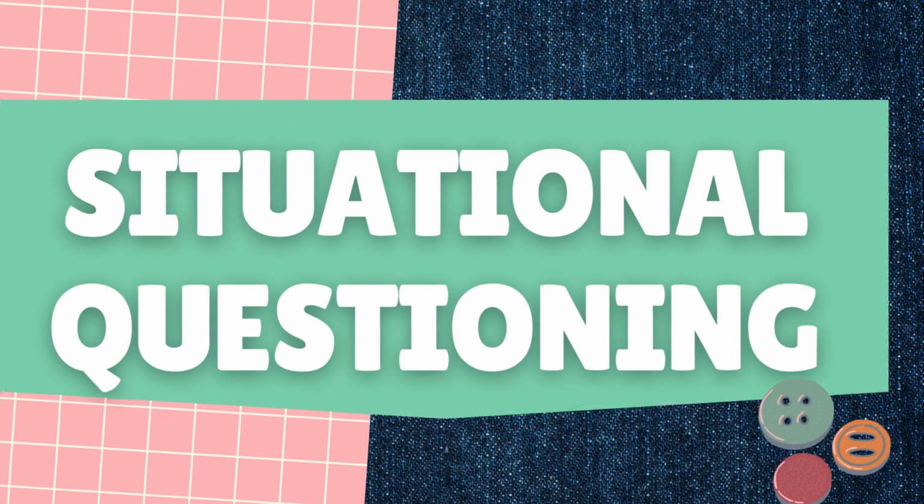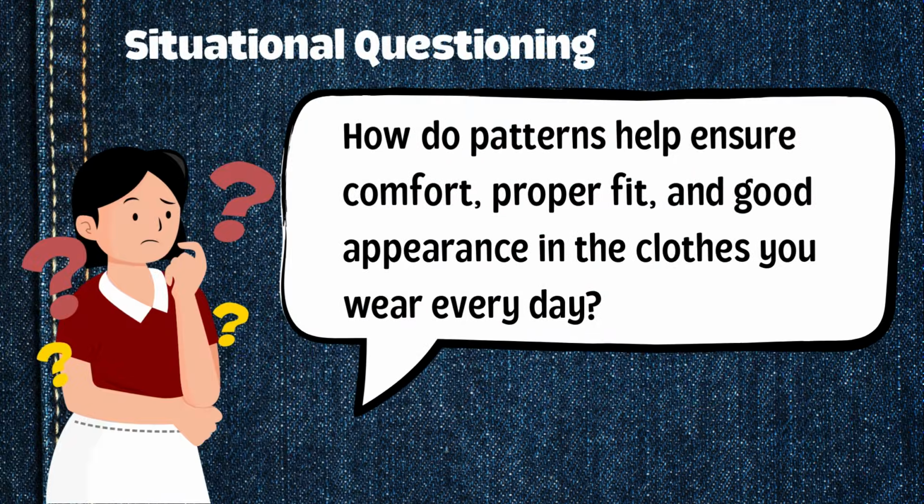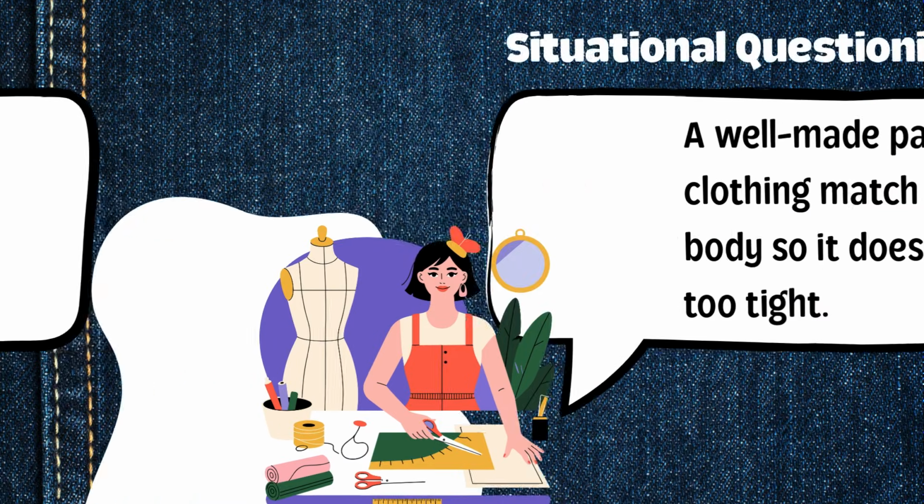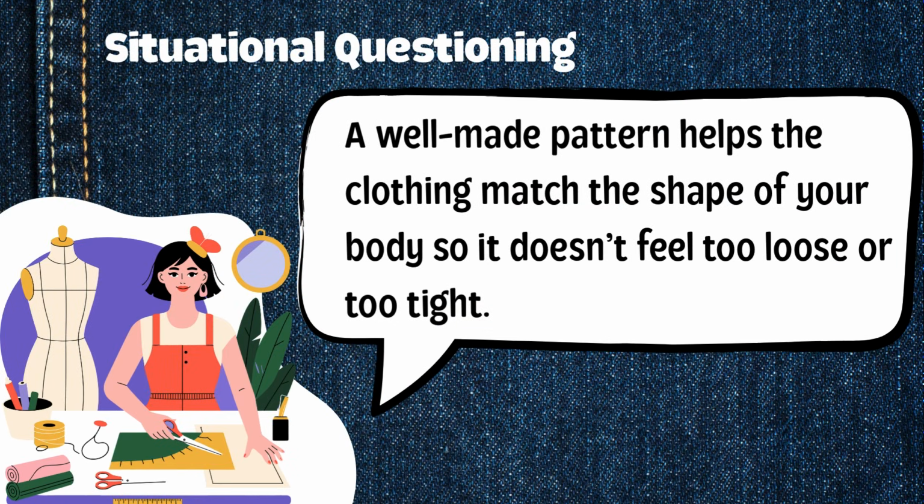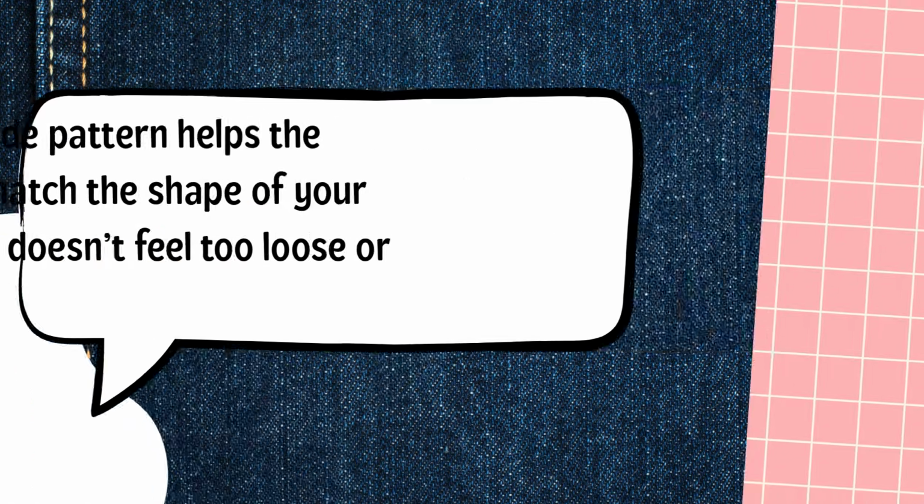Situational questioning. How do patterns help ensure comfort, proper fit, and good appearance in the clothes you wear every day? A well-made pattern helps the clothing match the shape of your body so it doesn't feel too loose or too tight. It also makes sure you can move easily, bend, sit, and run without your clothes holding you back. Patterns also help choose the right shape for our climate, for example, cooler fabric shapes for hot weather. So we don't just make a garment, we make a garment that is comfortable, fits well, and looks right.